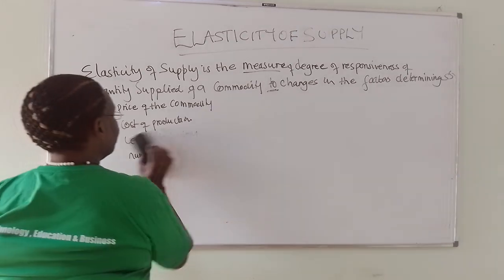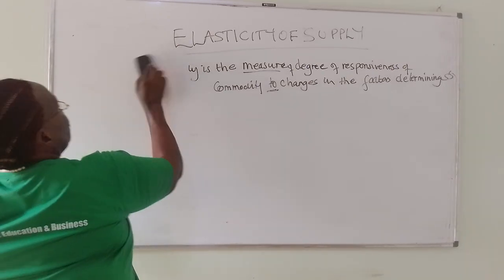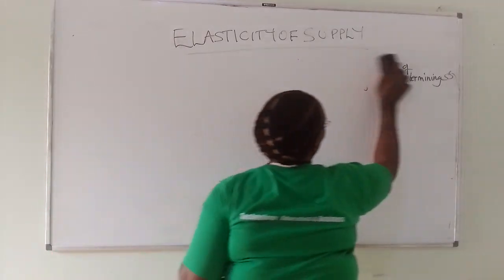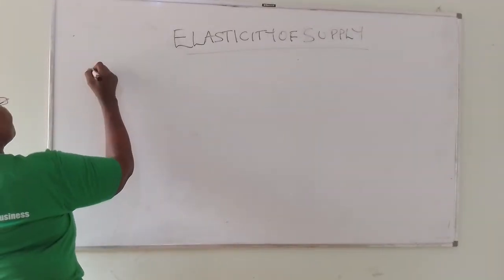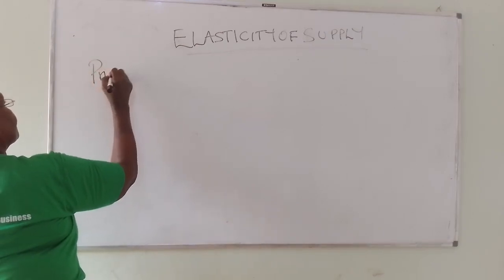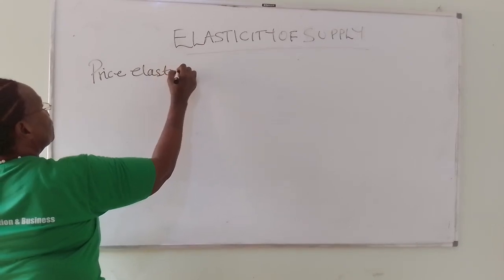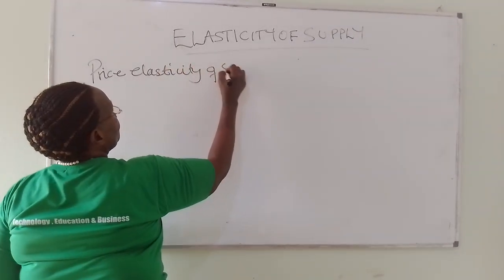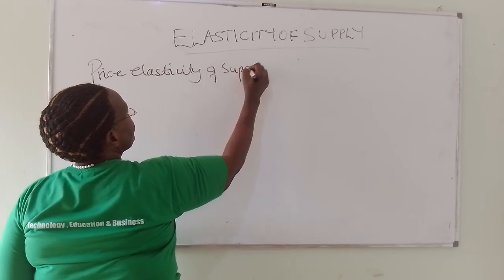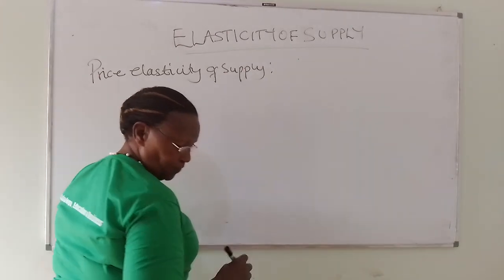And the very first variable is that one of price. And for that matter, we call that one the price elasticity of supply. Price elasticity of supply. How do we define this one?